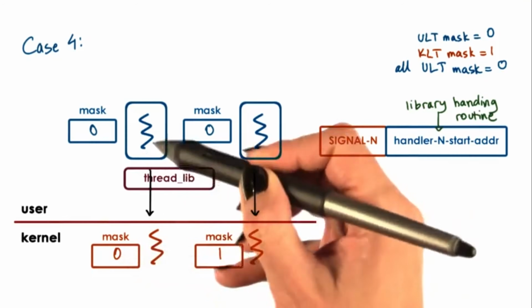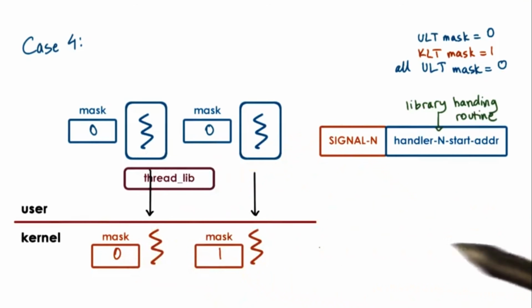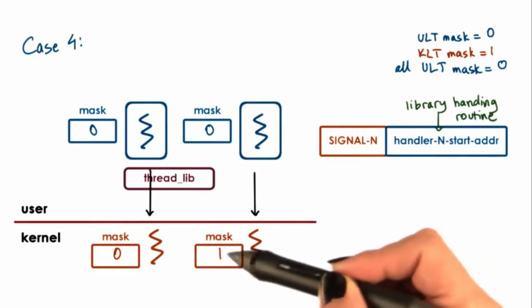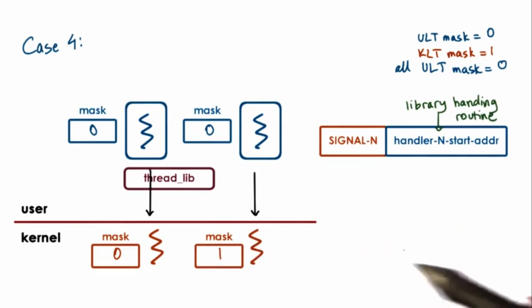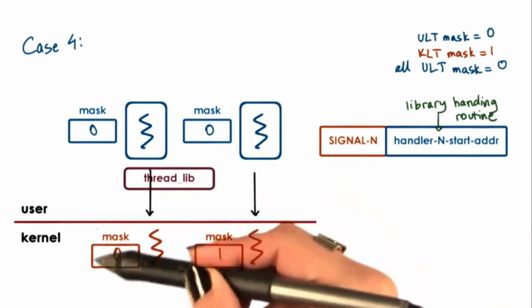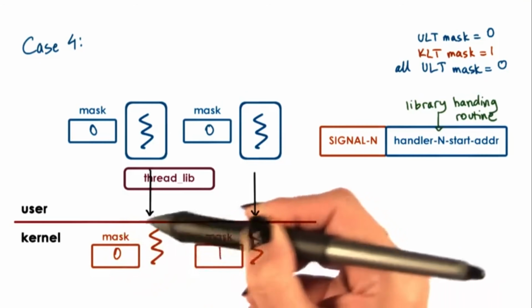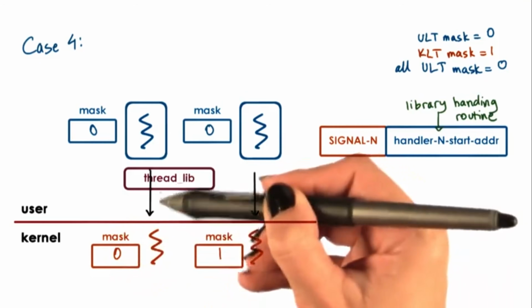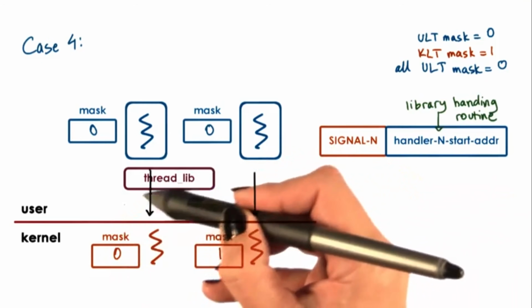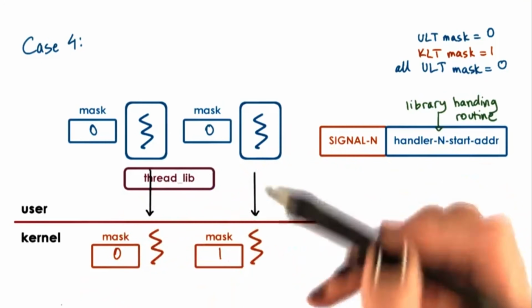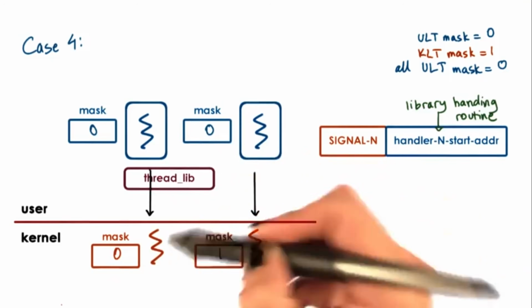Now, from the execution of one thread, we can go ahead and affect the state of the kernel level masks that are associated with other threads. They may be executing on other CPUs. So here we can only change the mask that's associated with this kernel level thread. And then what the threading library will do, it will basically reissue the signal for the entire process again.